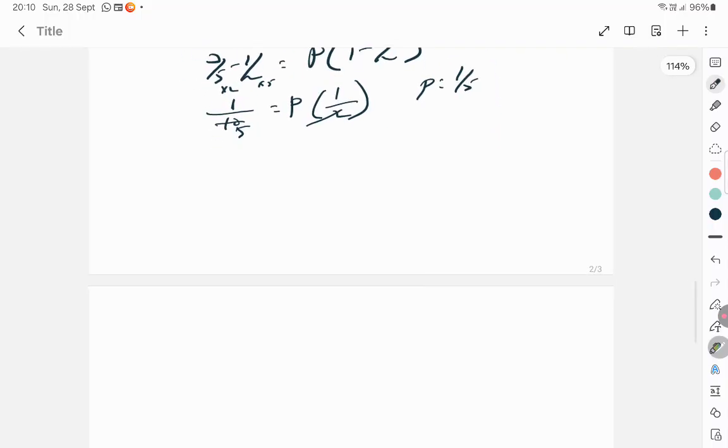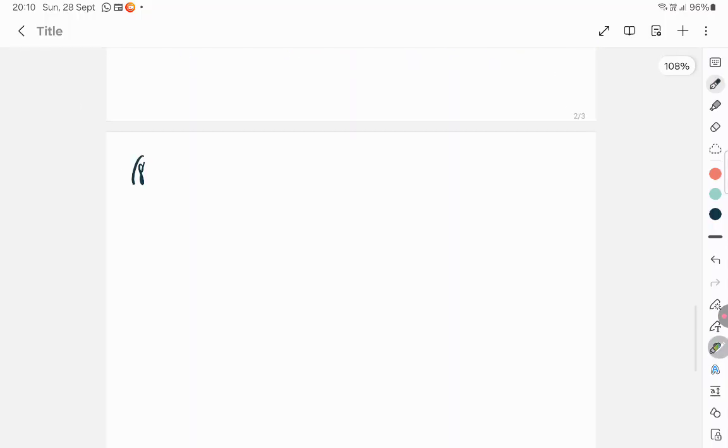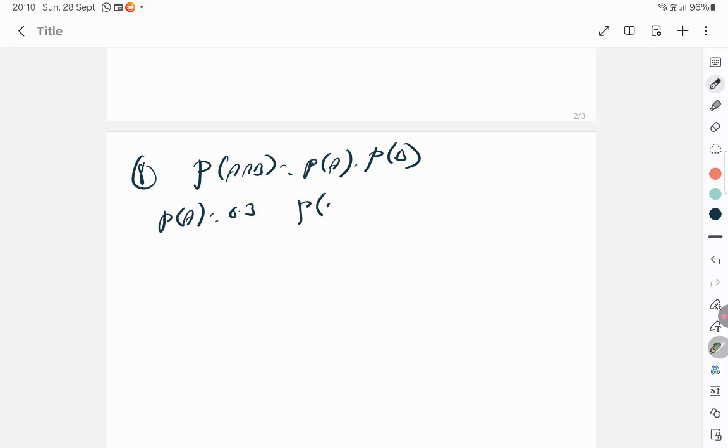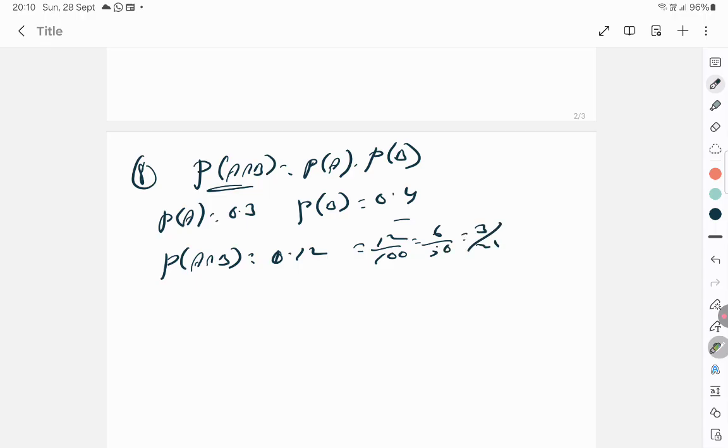Next question is the 8th question. Let A and B be independent events, which means independent events, P of A intersection B is equal to P of A into P of B. Immediately write that. They are saying P of A is 0.3, P of B is 0.4. Okay, they are asking you to find P of A intersection B. Just multiply these two, you get the first one immediately because it's 0.12. Then it's 12 by 100. So you have to also cancel it. Don't forget that. It will be 6 by 50 or 3 by 25.